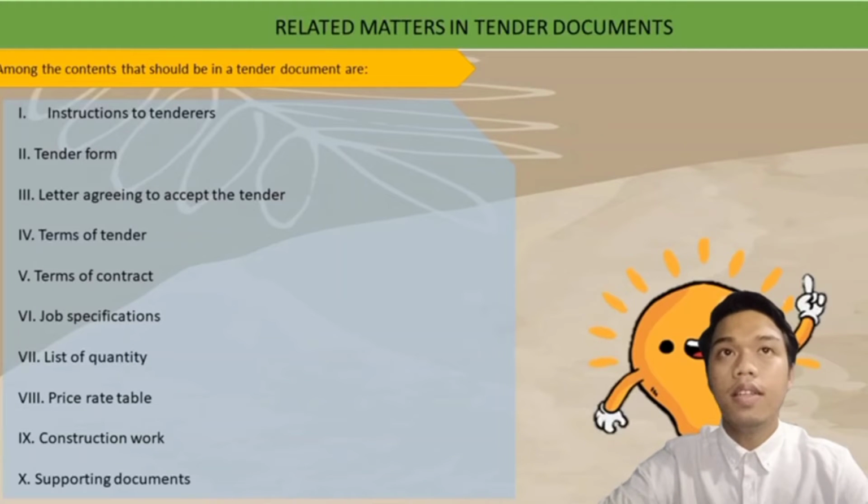And the last one, related matters in tender document. Among the content that should be in the tender document are: firstly, instruction to tenders; number 2, tender form; number 3, letter agreeing to accept the tender; number 4, terms of tender; number 5, terms of contract; number 6, job specification; number 7, list of quantity; number 8, price of rate table; number 9, construction work; number 10, supporting documents.